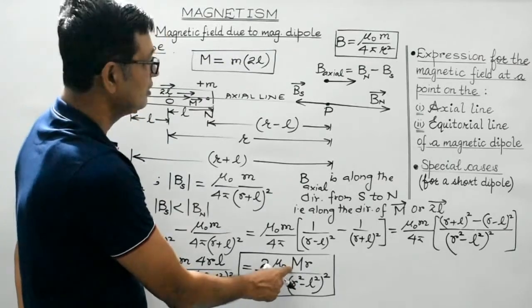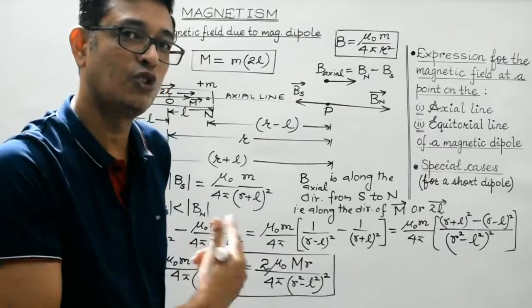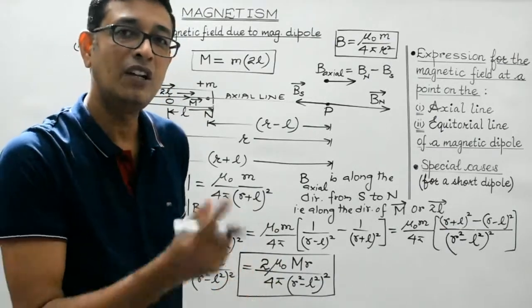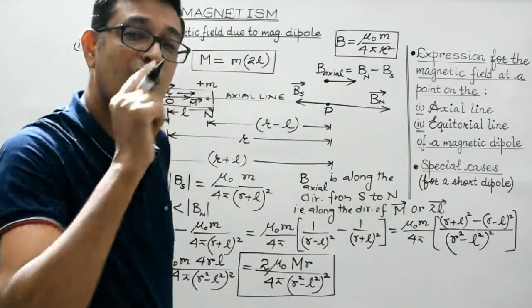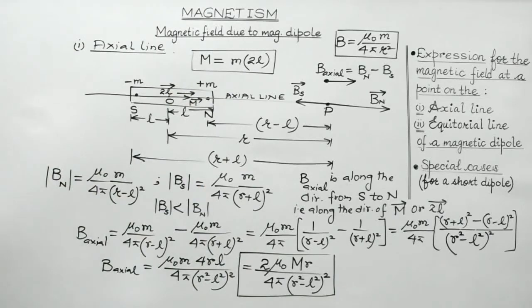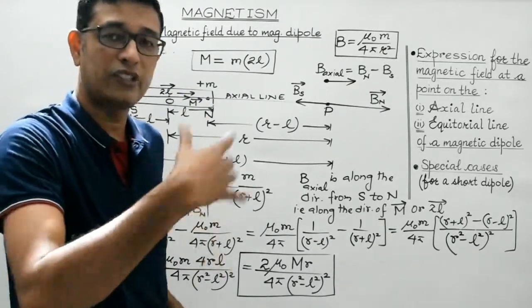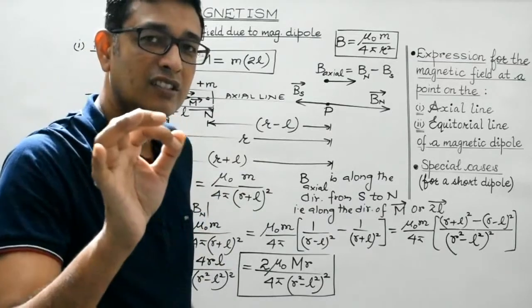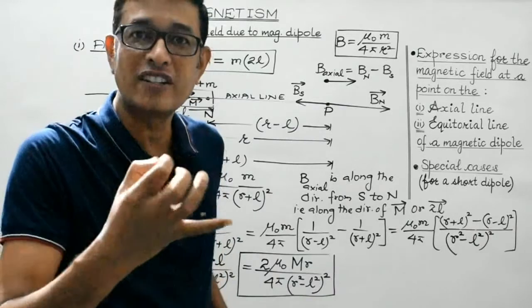Capital M over here is the magnetic moment, which is directed from south to north. B axial is also directed from south to north, that is along the direction of the M vector or along the direction of the 2L vector. So this is it. I hope you have understood this article. Now before proceeding further, we need to discuss a special case, and the special case is about a short dipole.